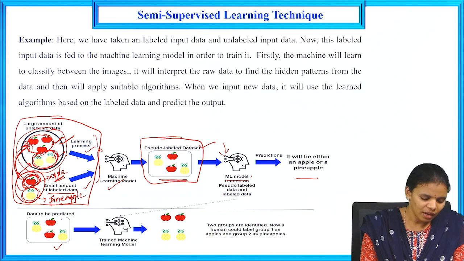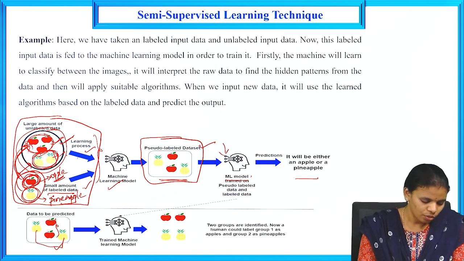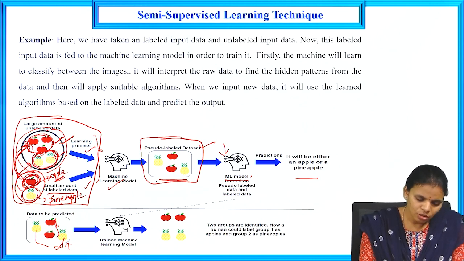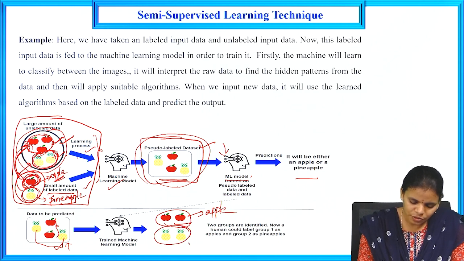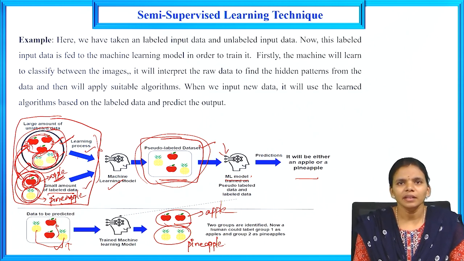So this is my new data point here. I have two types of images which have the same properties, right? Now I am giving this data set to test the model. Based on this pseudo labeled data set, it will predict the output. So yes, these two images belong to apple, and these two images belong to pineapple. So this is how the semi-supervised learning technique works.